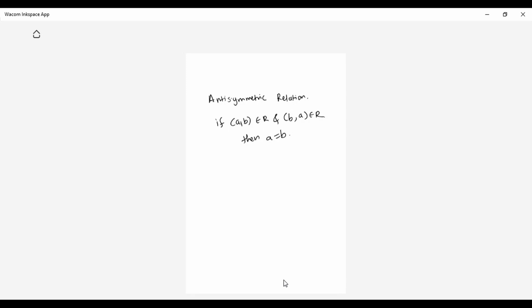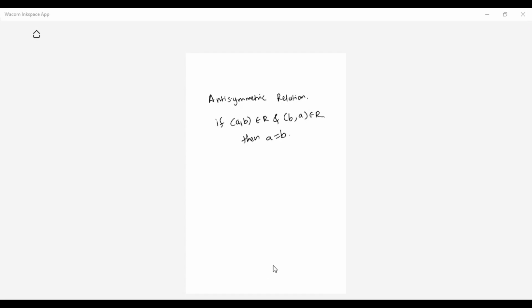But an anti-symmetric relation gives you one chance to have both A comma B and B comma A in a set A. What is that chance, and what is the restriction on it? If you have A comma B in a relation, then you can have B comma A in the relation, but the constraint is that A has to be equal to B. Are you getting this, student? Are you getting this definition?